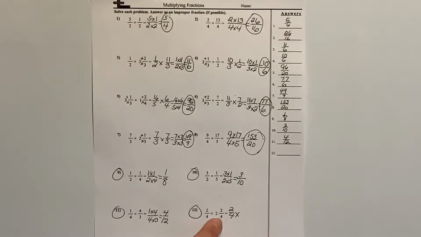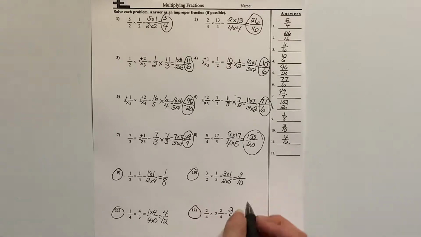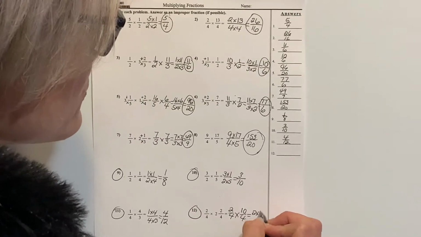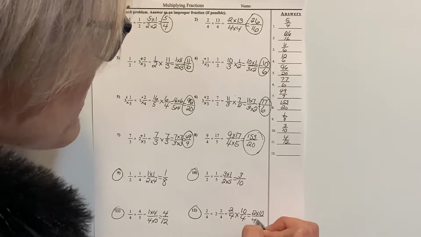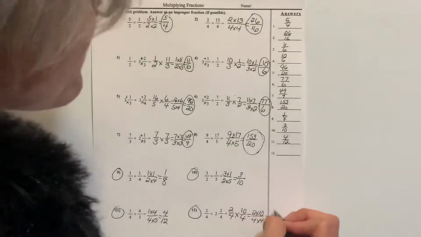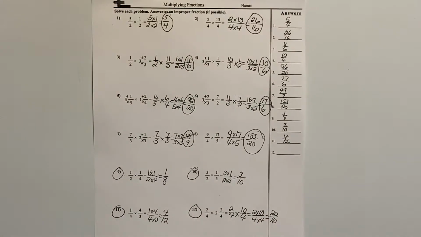times, and we've got a mixed number. So we've got 4 times 2 is 8. 8 plus 2 is 10. So that would be 10/4. 2 times 10 for the numerator, 4 times 4 for the denominator. And that would give us 20/16.